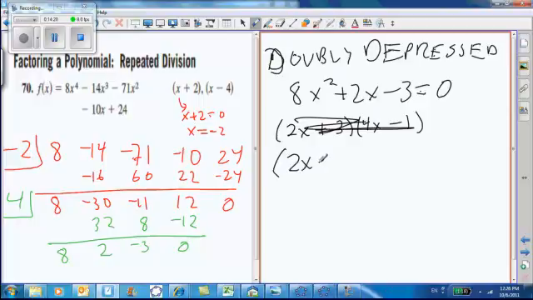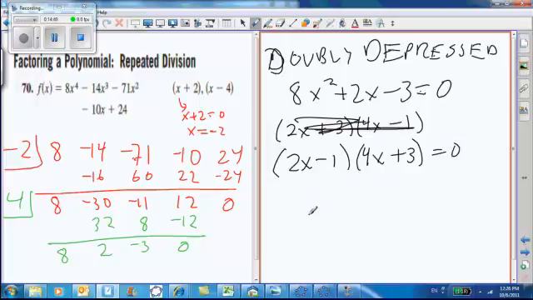2x plus 1, 4x minus 3. Oh, we're so close. Make this a plus and make this a minus. Now we got minus 4x plus 6x is plus 2x. There's the minus 3, there's the x.